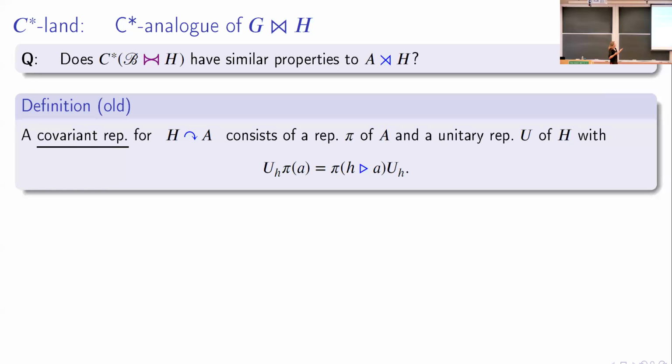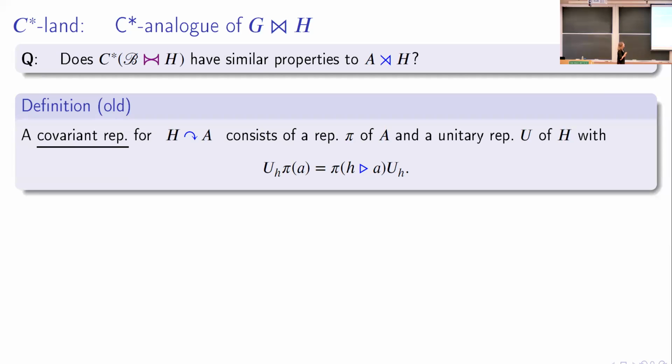So one thing that you might remember when first learning about cross products is that they have a certain representation theory. If you start with a covariant representation, what that means is I have my dynamical system H acting on A, and I assume that I have a representation of my C-star algebra and a unitary representation of my group on the exact same Hilbert space. And then the covariance condition between these two representations is that if I want to move the unitary representation past the C-star algebraic representation, I pay a price of acting on A.